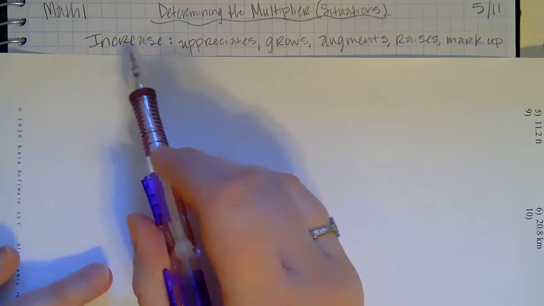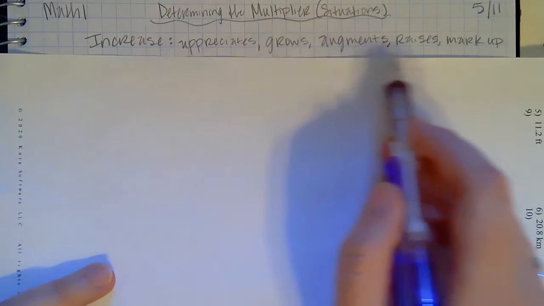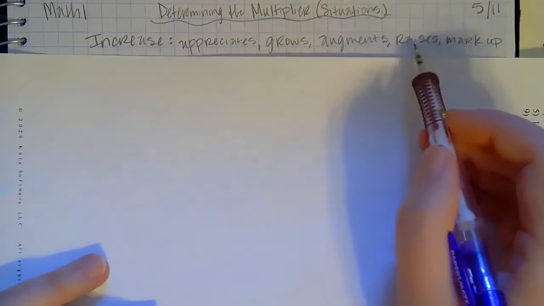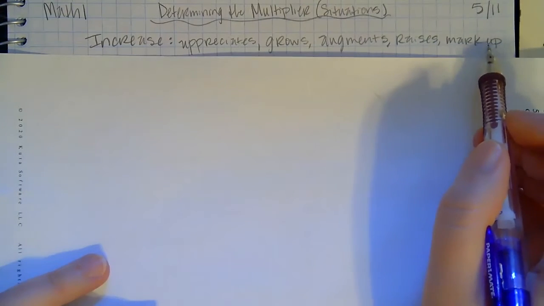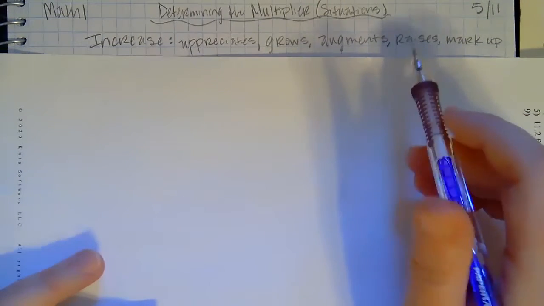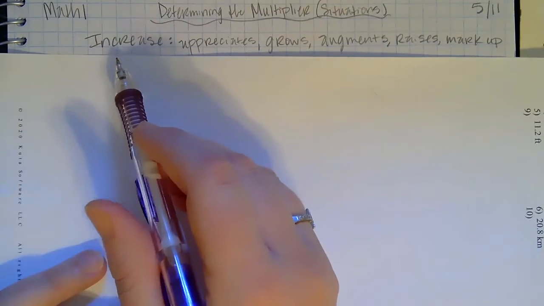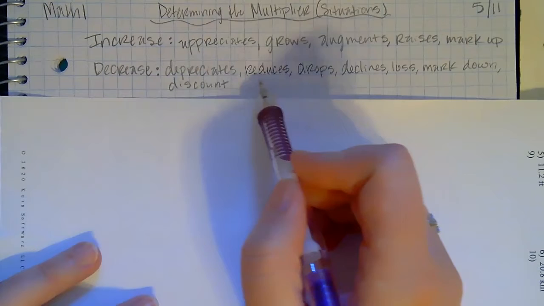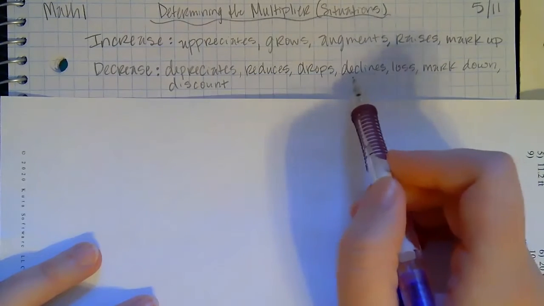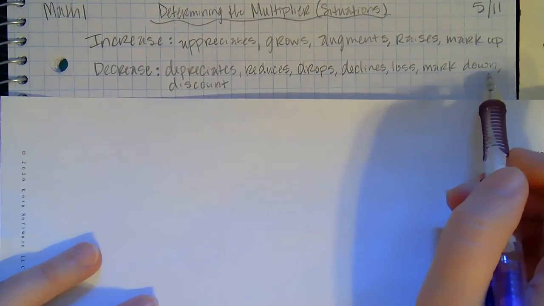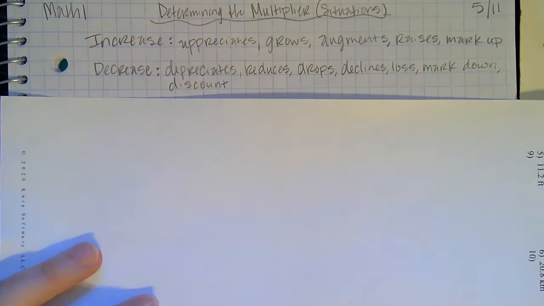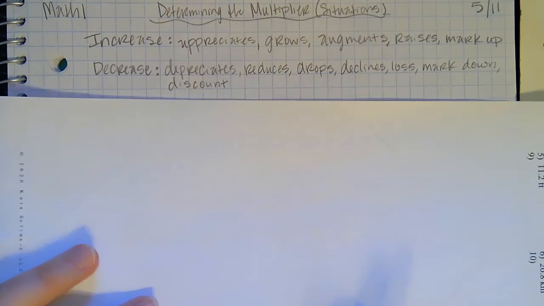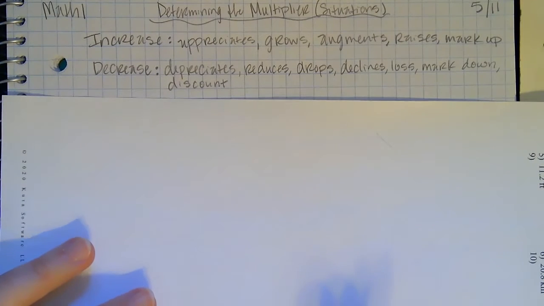So in word problems, when they mean increase, they could use any of these different words. So it could say appreciate, grow, augment, raise, mark up. Also, when you're doing taxes, all of those things are going to be increase. And then when it's decrease, they could use words like depreciate, reduces, drops, declines, loss, markdown, discount, any of those, or like a sale, any of those will be decrease. Okay, so look for those key words in the problem to know whether it's increasing or decreasing.